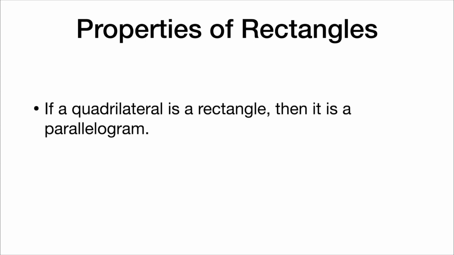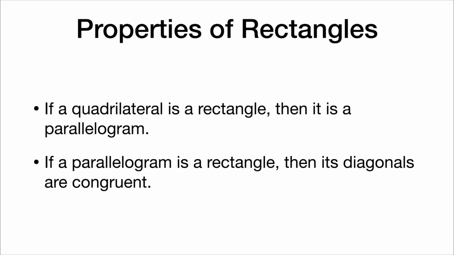So, let's look at some properties of a rectangle. If a quadrilateral is a rectangle, then it is a parallelogram. And this is an important piece of information. If we are talking about a rectangle, then its diagonals are going to be congruent. So if a parallelogram is a rectangle, then the diagonals, or the lines that go from one corner to its opposite corner, are going to be congruent. Those are the big properties of a rectangle.